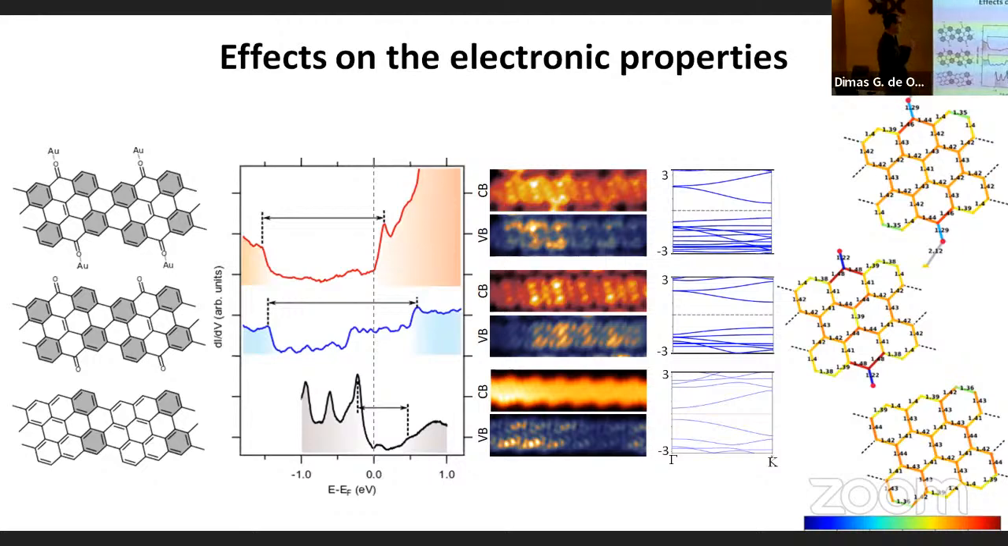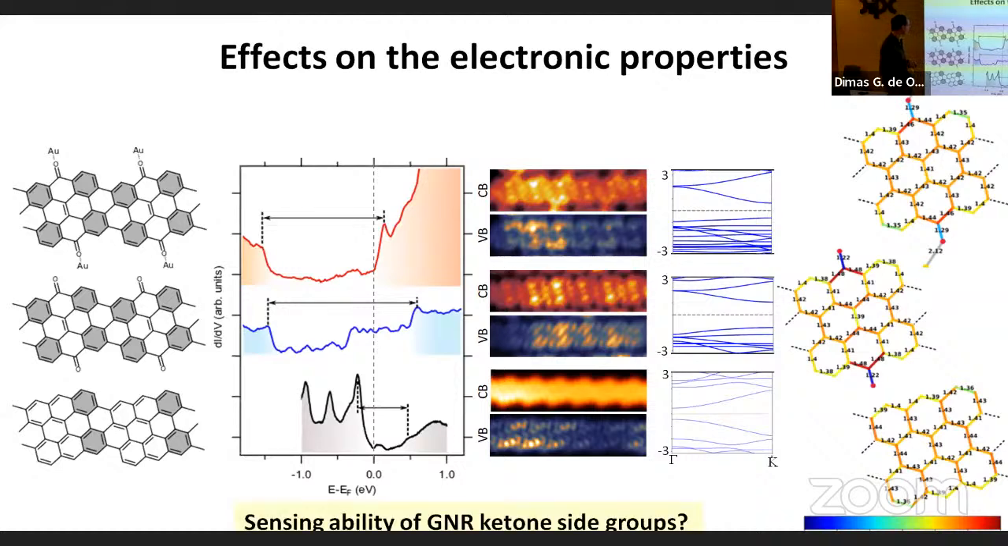Our main aim was actually the chemical stability of these ribbons. We saw that these are equally stable. They're both not affected by air, but it's still the question, can we transform these ribbons back into pristine ribbons, like these, which have a band gap in a technologically more interesting range? And this just gives you some idea about the sensing ability of the ketone side groups.